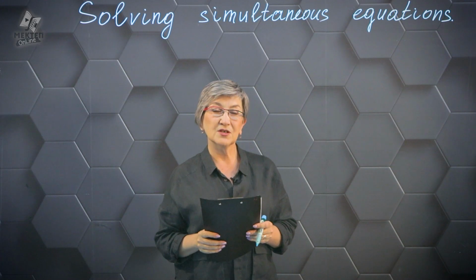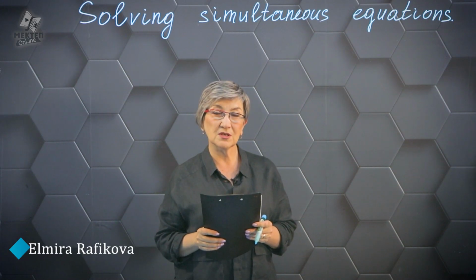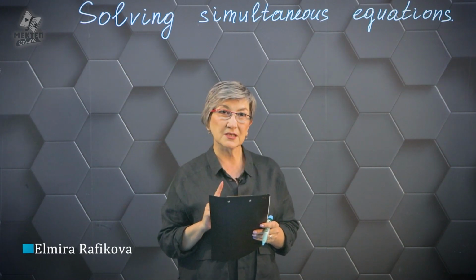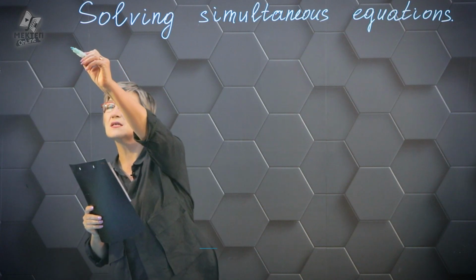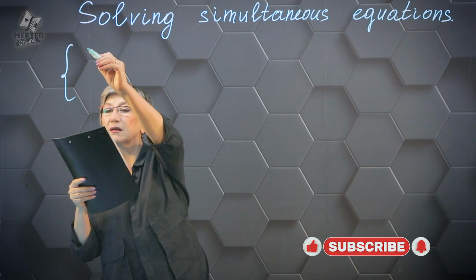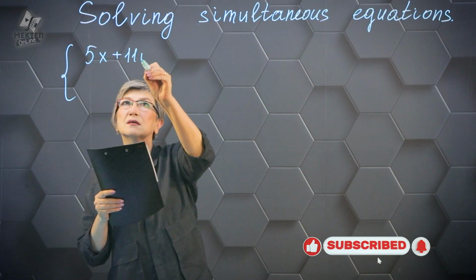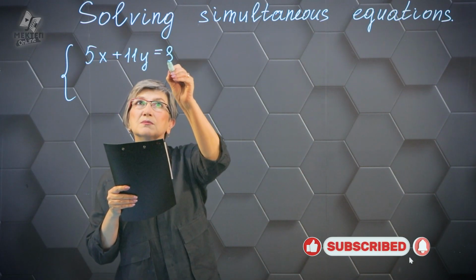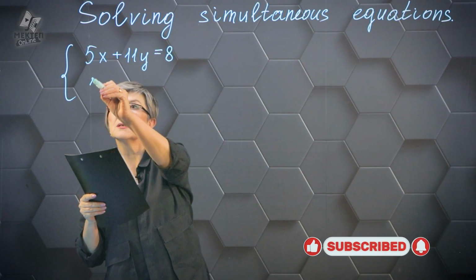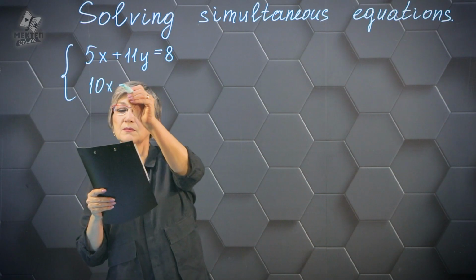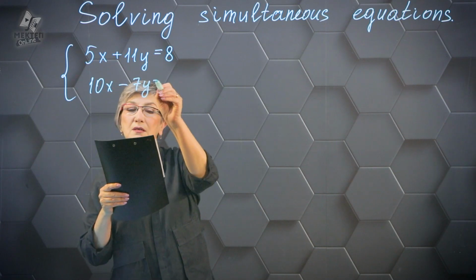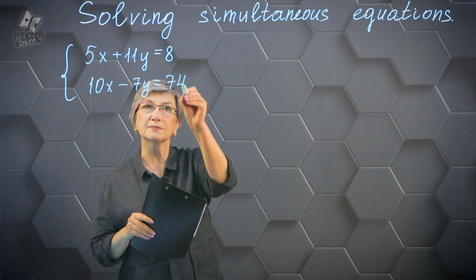Hi there. Today, we will solve another system of equations using the addition method. In this system, the first equation is 5x plus 11y equals 8, and the second equation is 10x minus 7y equals 74.